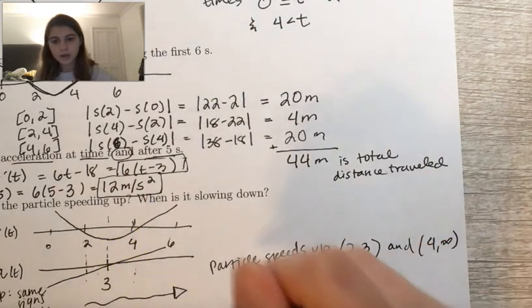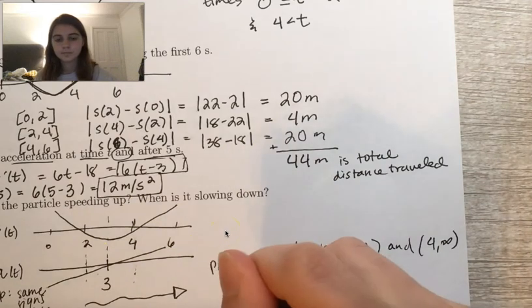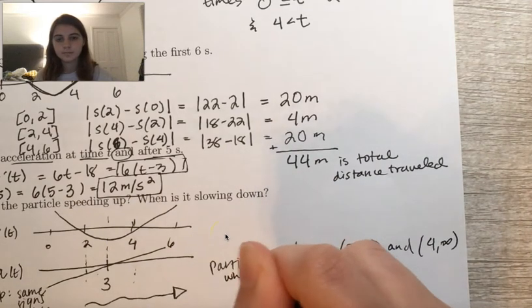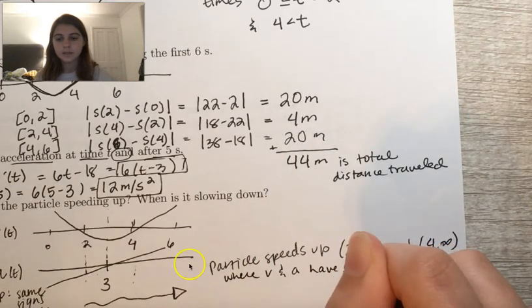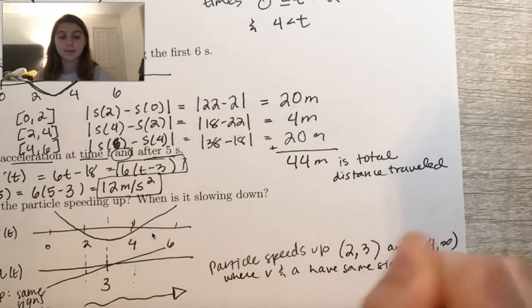and 4, this one's negative and this one's positive. So even though on this number line the segment is 2 to 4, we were only actually putting 2 to 3 because it starts slowing down there. And then it's also speeding up from 4 on because they're both positive. So velocity and acceleration have the same sign, so it's speeding up.